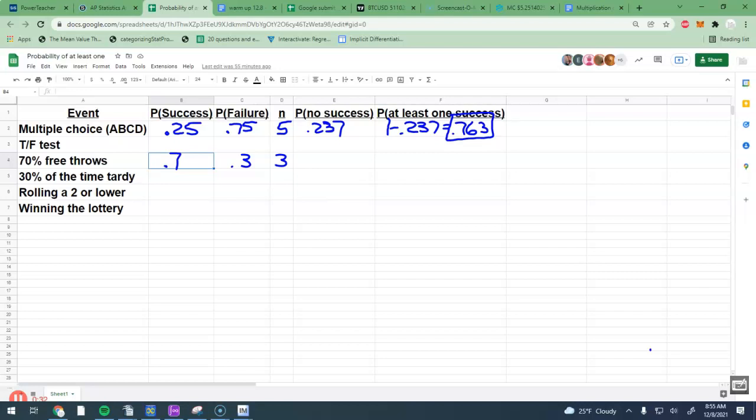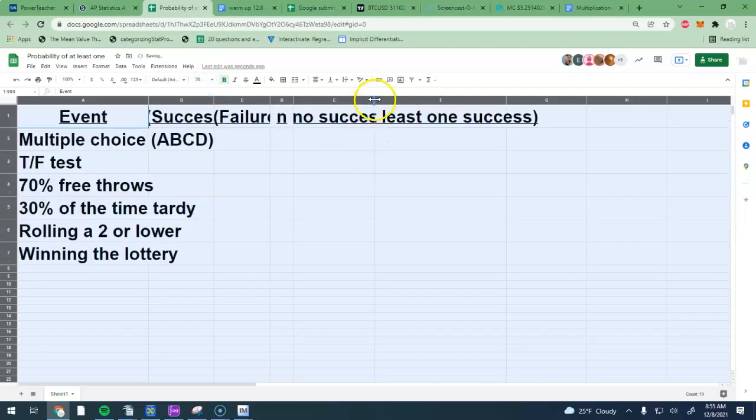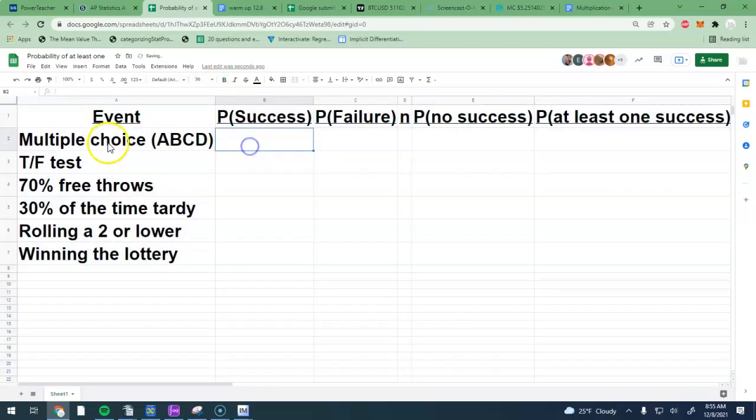Is this big enough? What's on your screen? No, I'm just using it to explain it. Okay. I'm a fancy Google Sheets teacher now. Damn it.